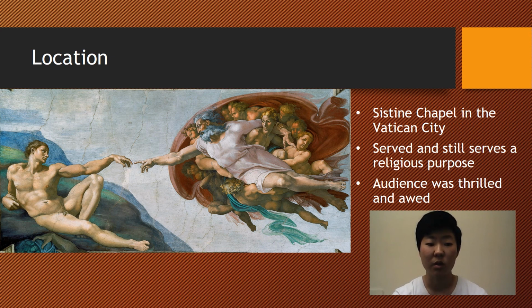The work is part of a larger scheme of decoration within the chapel, which represents much of the doctrine of the Catholic Church. It served and still serves a religious purpose. On November 1st, 1512, the ceiling was revealed to the world. Pope Julius II was pleased, and other assembled audience members were thrilled and awed. It was an astounding, intimidating piece of work. It is renowned and attracts more than 5 million visitors each year.